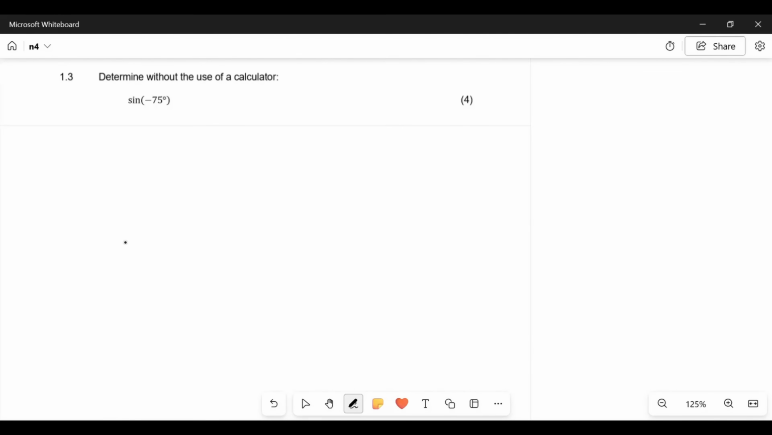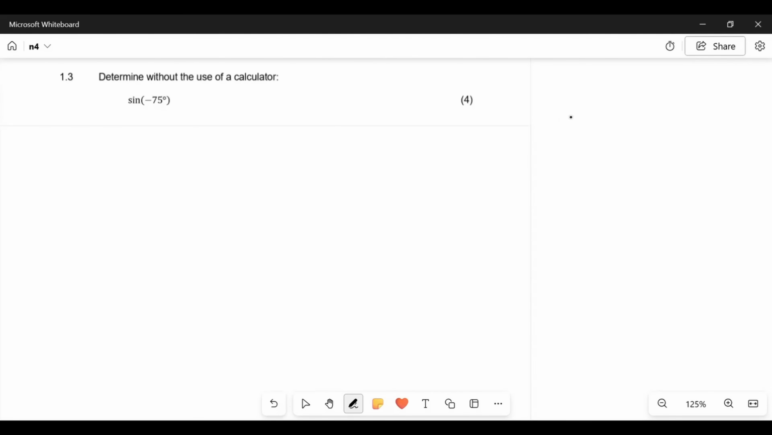All right, guys, let's look at 1.3. Now, 1.3, the one asked to determine without the use of a calculator sine negative 75. Now, this one here, guys, it will require us to use the compound angle identity again. Now, before you do that, though, you also need to know the special angles. So if you watch from question 1.1 to question 1.2, we're going to use most of the information that we use there, our special angles and also compound angle.